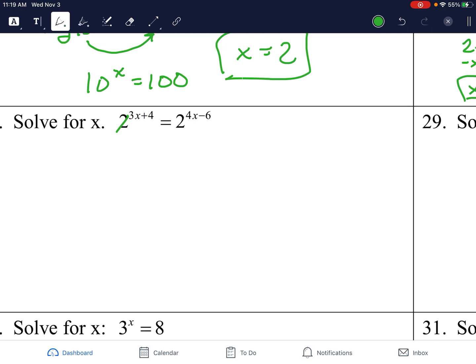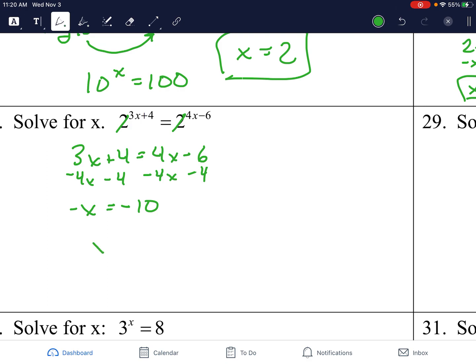Here, the bases are already the same, so we can just get rid of them. So we have 3x plus 4 equals 4x minus 6. Subtracting 4x, subtracting 4. So we get negative x equals negative 10. Divide both sides by negative 1, and you get x equals 10.